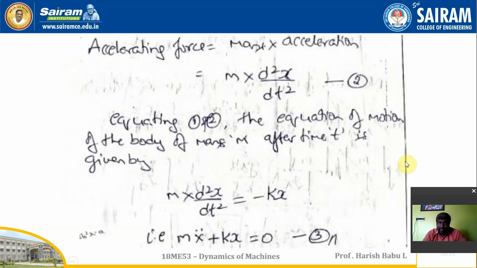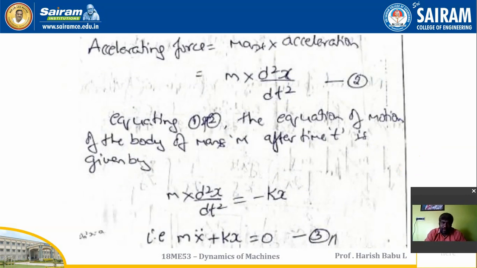Coming to the accelerating force, that is m into a, mass multiplied by acceleration. Acceleration can be written as d square x by dt square, or you can say x double dot. So equating equations 1 and 2 gives the equation of motion of the body. You saw that the restoring force should be equal to the accelerating force.